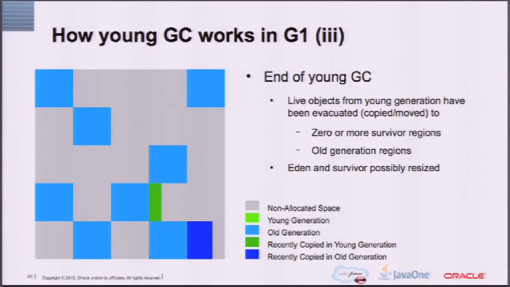Okay, so at the end of a young GC, you can see here that I've changed some coloring. We've evacuated some of these live objects into a survivor space. So this is the dark green area. And we've also had some promotions into an old generation region. So that is the dark blue here. And then the thing that's not really shown here is we don't really have a sense of whether the Eden or survivor sizes have been resized.